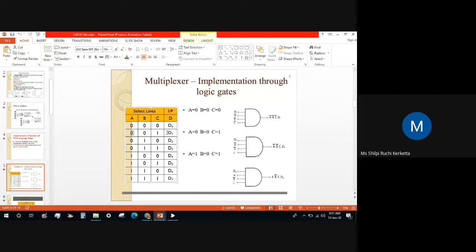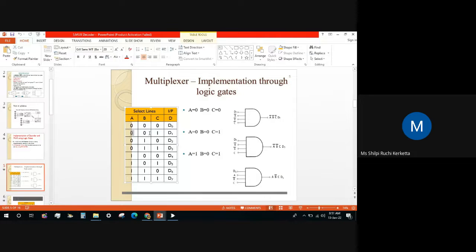Then this will become our second case. The code should be, select line should be 001, and this D1 should be on. Only then we will get the output. So this will become our second sum of products. If we do sum of products, then this will become our second product. This will become our third product, and all these things, and this will become our last product. Okay. So if we make the products from this first case, it will be A bar into B bar into C bar into D0. D0 is not bar because D0 is 1. That's why we are using here D0.